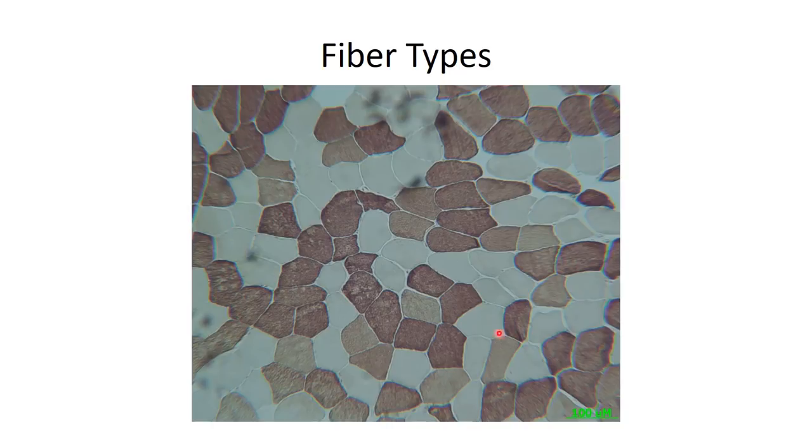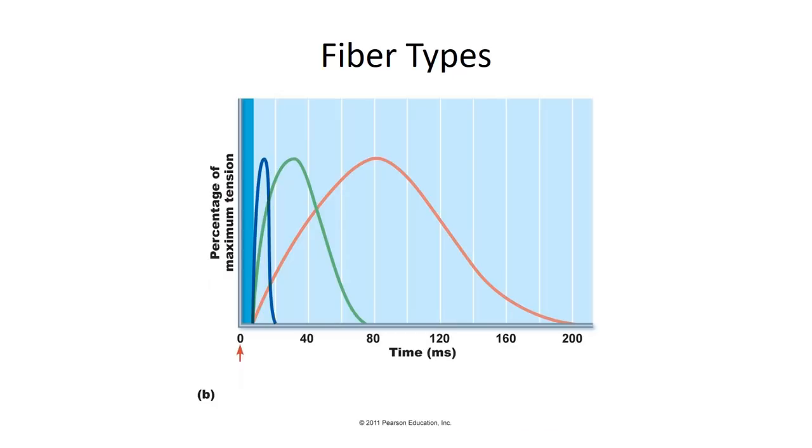This is an immunohistochemical stain that stains myosin heavy chain 2A dark, 2X lighter, and 1 not at all. Although the stain is specific for myosin heavy chain isoforms, we also find that certain isoforms of myosin light chain proteins, as well as metabolic enzymes, are closely associated with the isoform of myosin heavy chain being expressed. This has led to the characterization of fibers as being type 1, type 2A, and type 2X or 2B, depending on the source you're looking at.